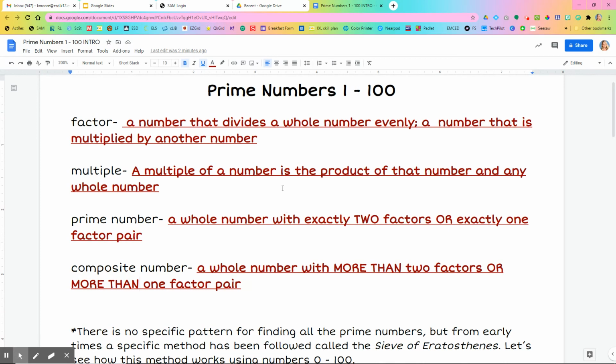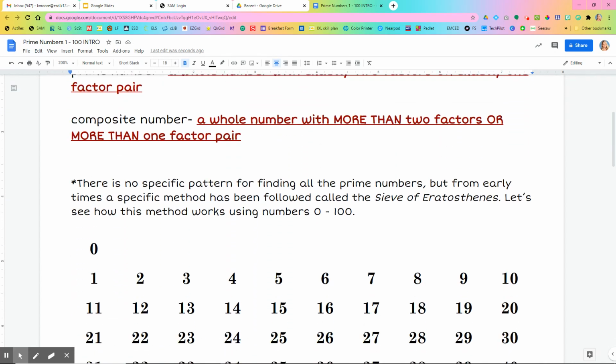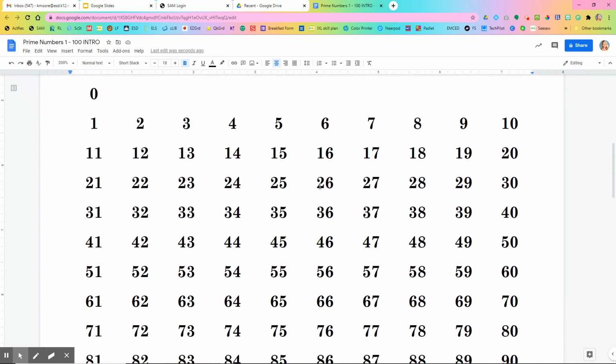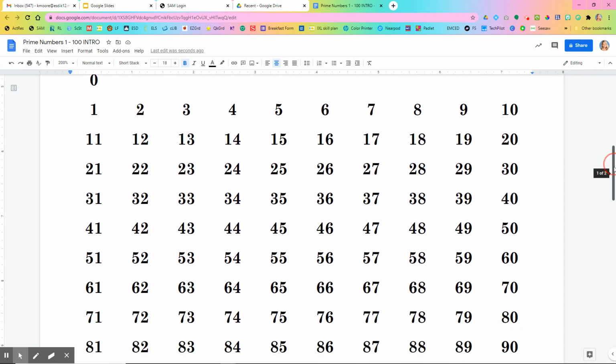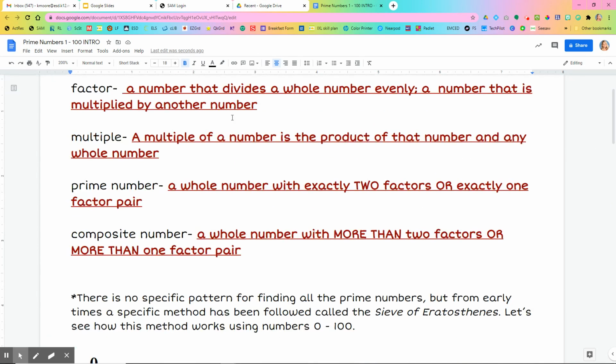But this is going to be our lesson today, and now it's a little bit unusual. But we are going to look through the numbers 1 through 100, actually 0 through 100. Let me change that. I got it here. And talk about numbers that are prime, composite, or neither. Now, let me scroll down.